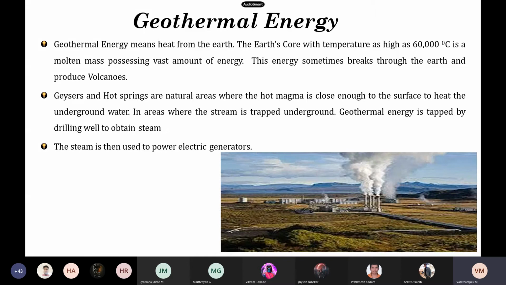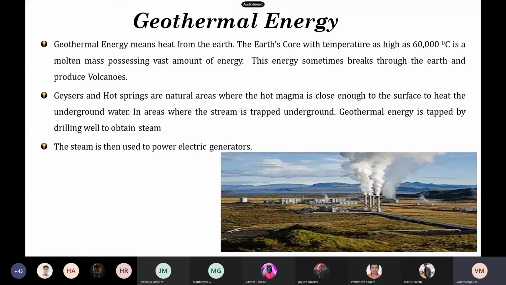You studied about the various volcanoes during your 6th and 7th standard. In that way, scientists approached the earth, and they are trying to harness that heat energy, which is geothermal. Geysers and hot springs are natural areas where the hot magma is close enough to the surface to heat the underground water.